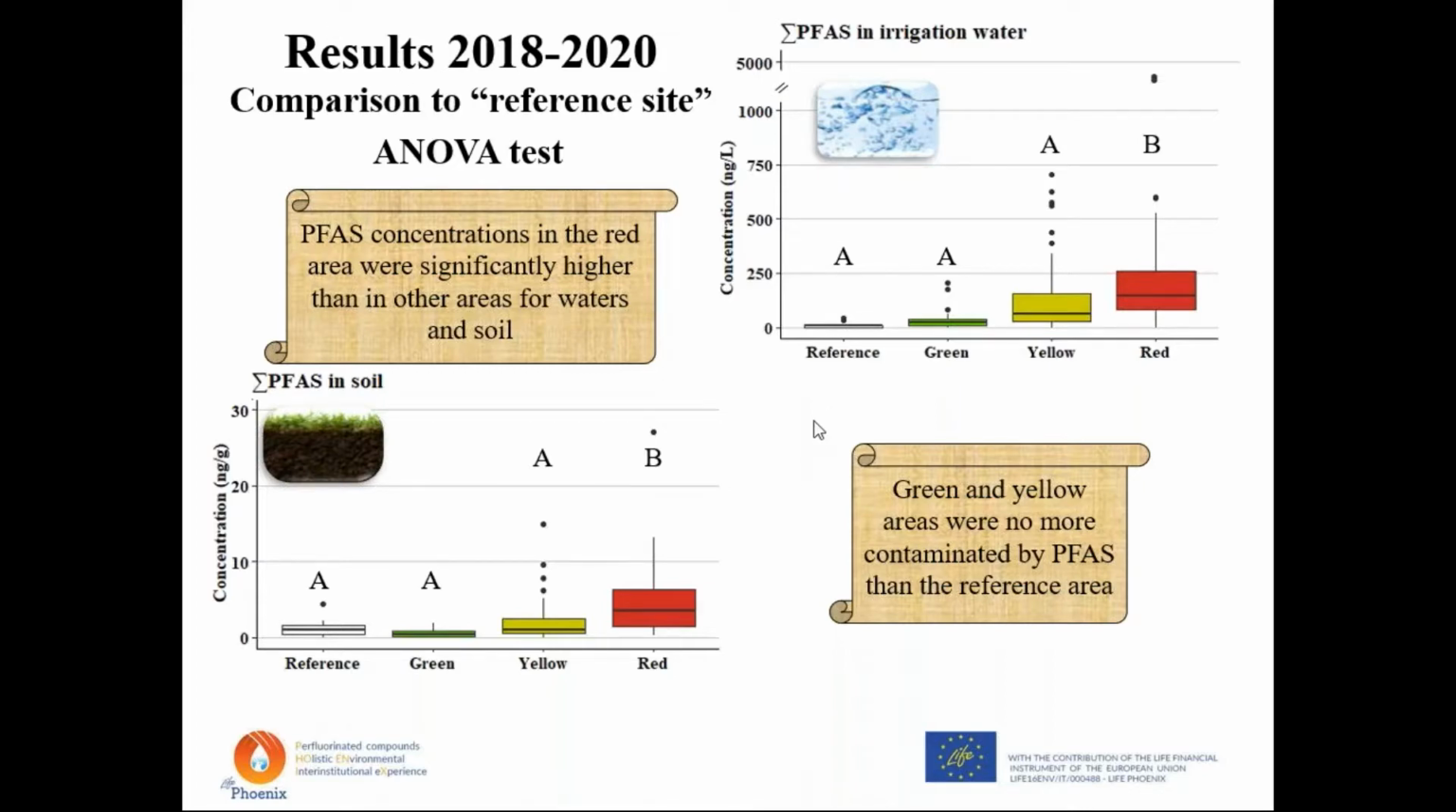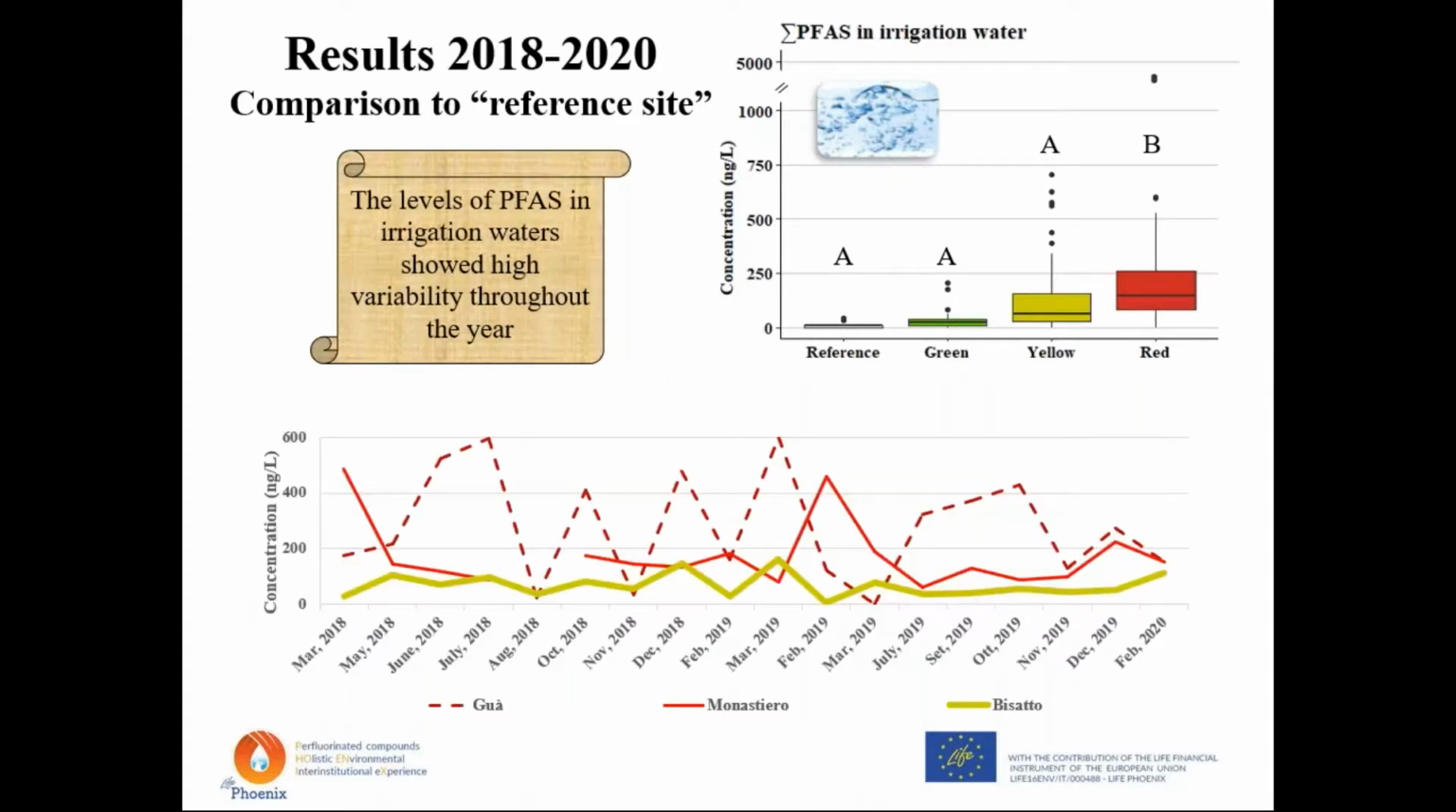In particular, you can see that the concentration in the red area was significantly higher than in the other areas, from waters and soil. This means that the green and yellow areas were not more contaminated by PFAS than the reference area. Thanks to the data set, we have also observed the levels of PFAS in irrigation water, and we have observed that this level has a higher variability during the year.